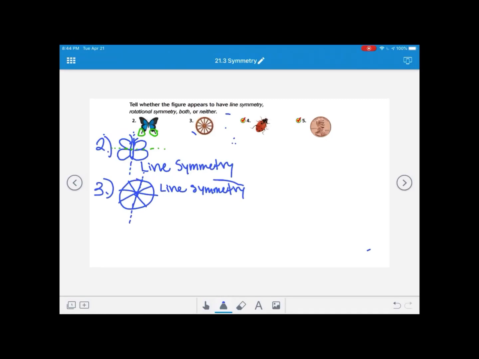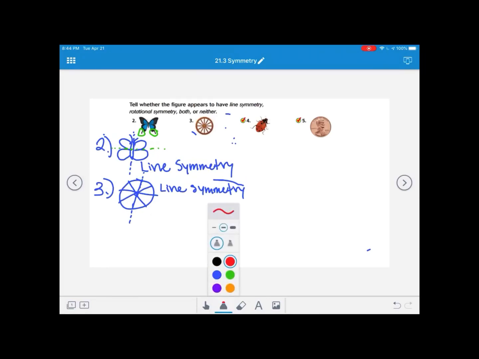Let's see if it has rotational symmetry. Well, this one should be easy. We watch wheels rotate around every time we leave our house and look outside at cars driving by. The wheels look the same even as the car is moving. The car's not bouncing up and down. So a wagon wouldn't be doing that either. It looks the same as it spins and moves.